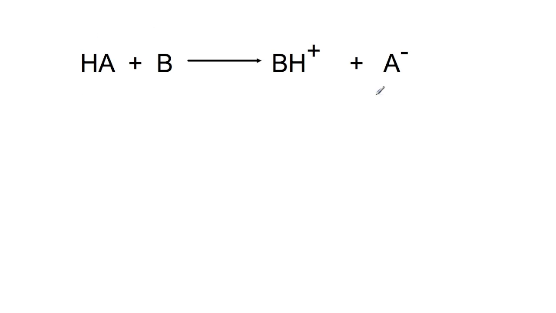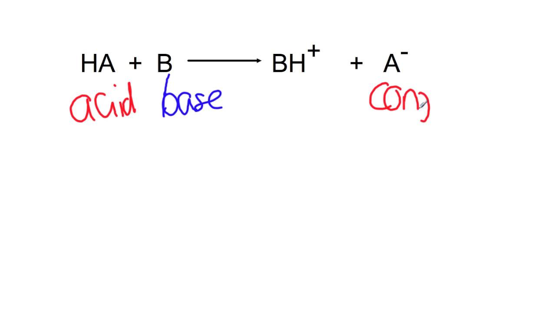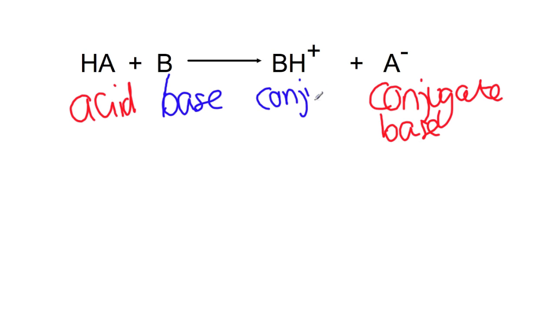Here is a generic reaction for a strong acid reacting with a strong base. In reactions between acids and bases, our products can also be given new names. The species which is left over when the acid has lost its hydrogen is called the conjugate base. The species which is created by the base accepting a hydrogen is called a conjugate acid.